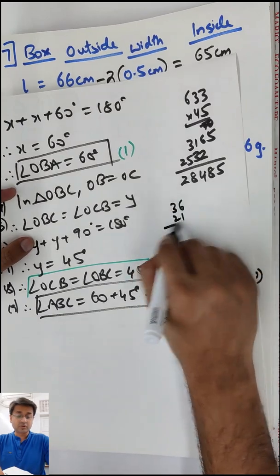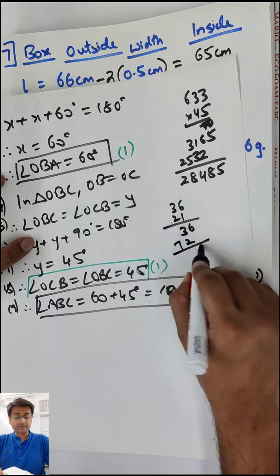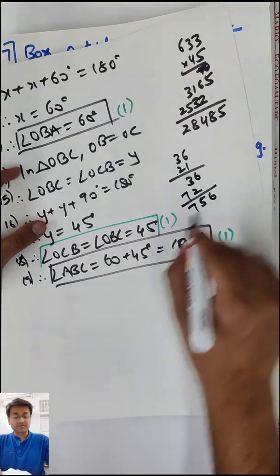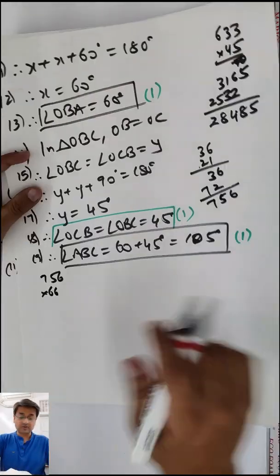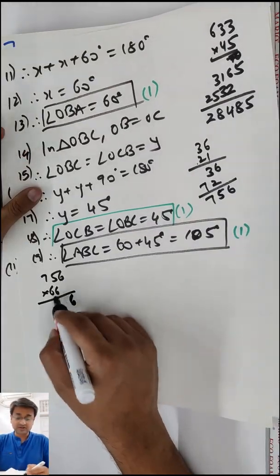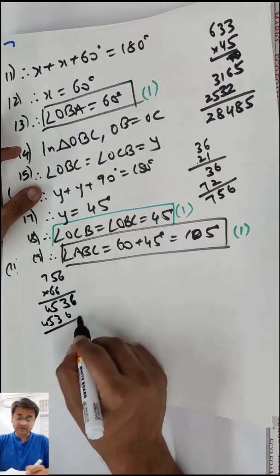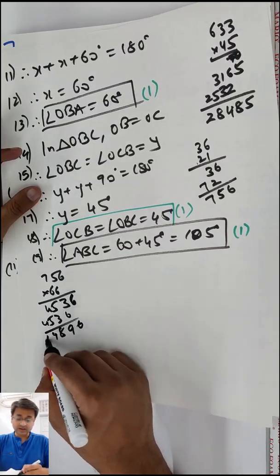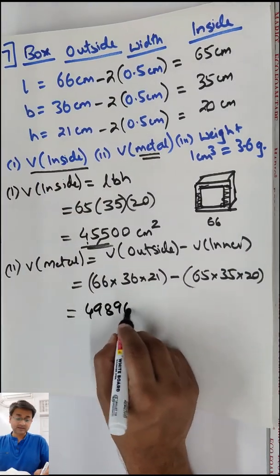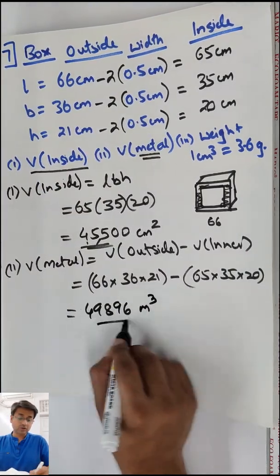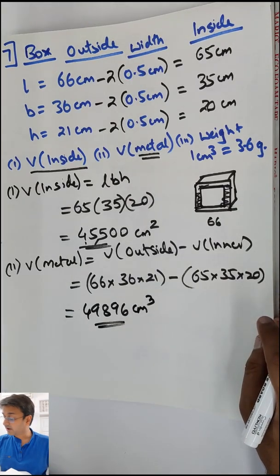So 36 into 21. So 6 3s, 6 2s are 12, 6 and 1 is 7. So 6 5 7. So I get 756. I'll have to multiply this by 66 now. So 6 6s are 36, 33, 45. So 4 5 3 6, 6 9, 8 9 4. So 4 9 8 9 6. That is centimeter cube because it's volume. Tell me if you are correct.